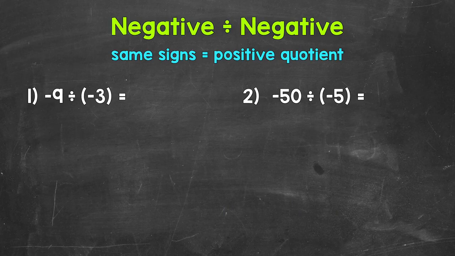In this video, I'm going to cover how to divide a negative integer by a negative integer, so a negative divided by a negative. Let's jump into number 1, where we have negative 9 divided by negative 3.